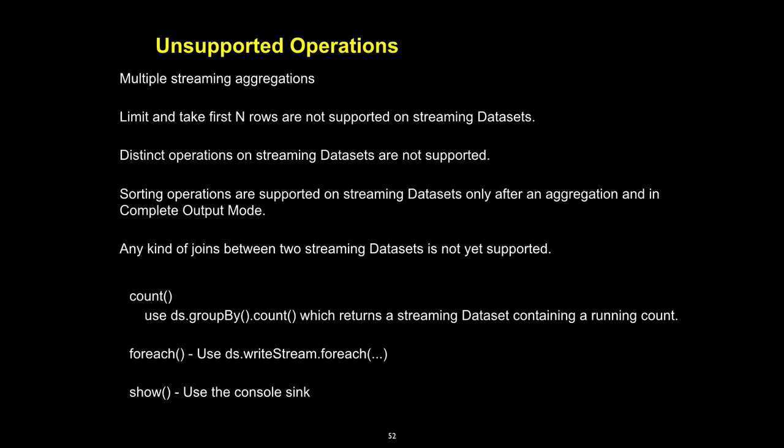And there are a few operations which don't make sense. In Spark, we can say give me the first n rows of a data frame. It doesn't make a whole lot of sense when you're streaming, because the data is continually coming. Count doesn't work directly; you have to do a group by. Foreach doesn't work directly. Show doesn't work. So that gives you a little overview of Spark streaming, what it can do, and how to do it.